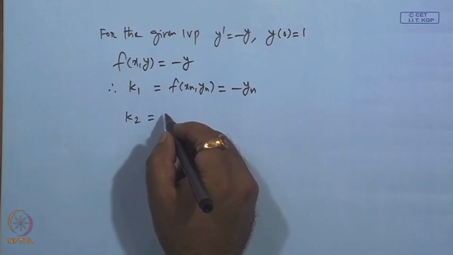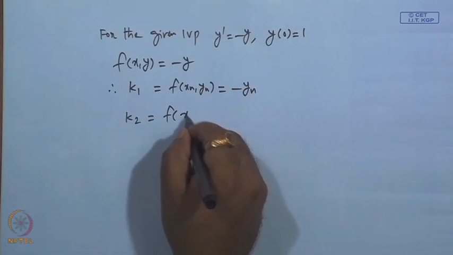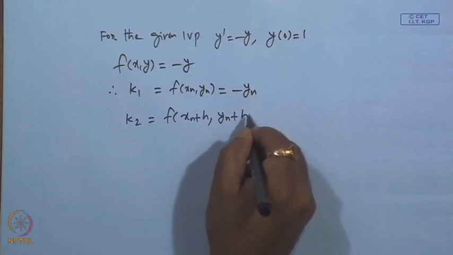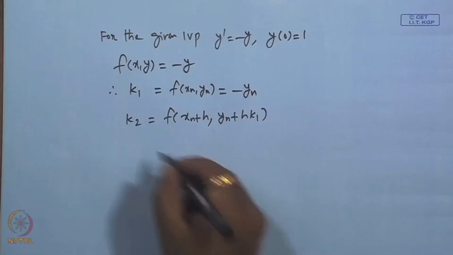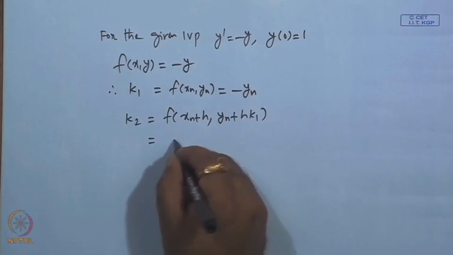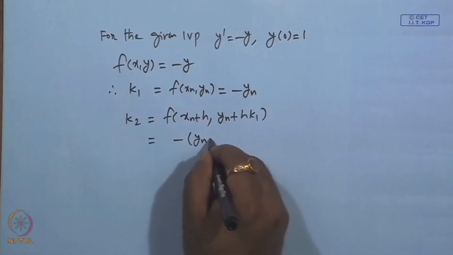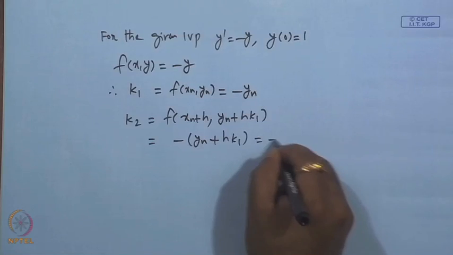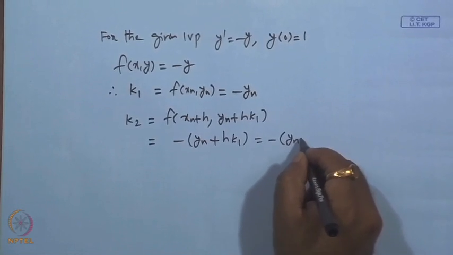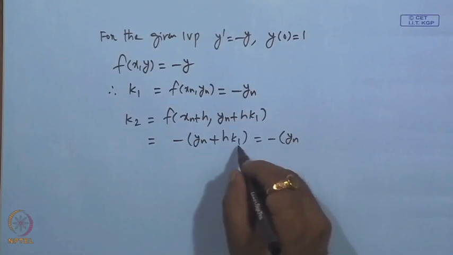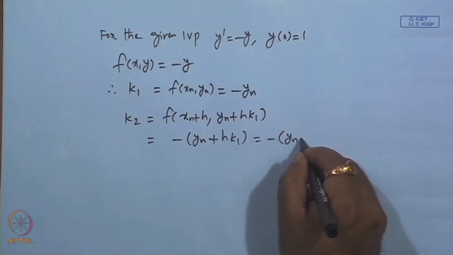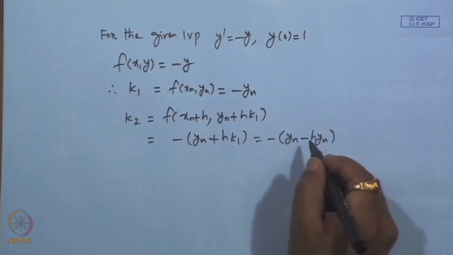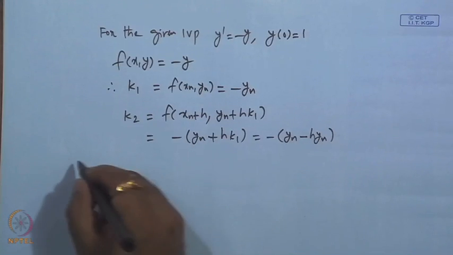k 2 is, so this is nothing but minus y n plus h k 1. So, this is minus y n, and k 1 is minus y n. So, minus h y n.